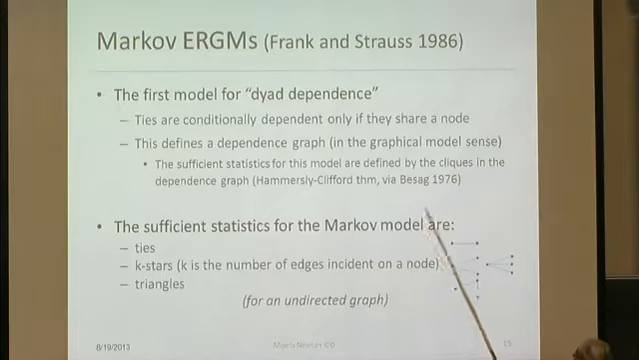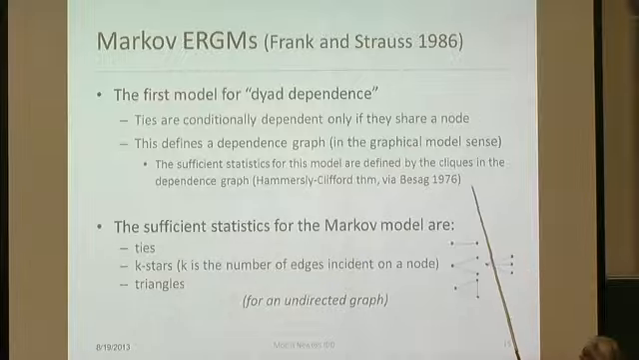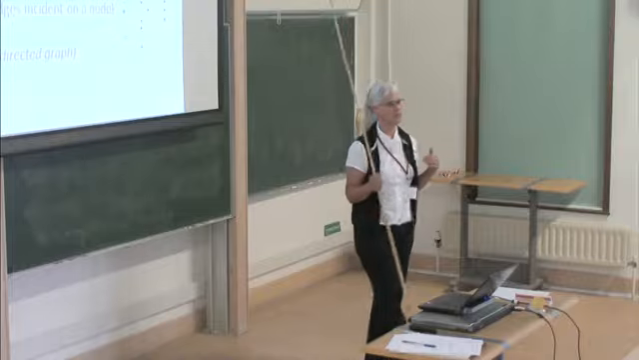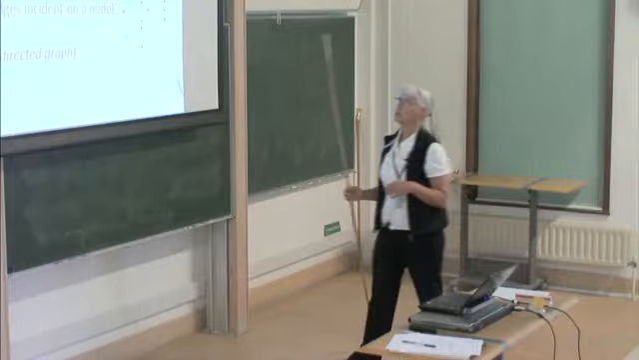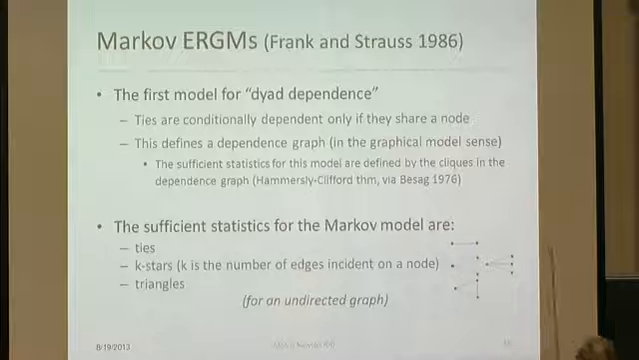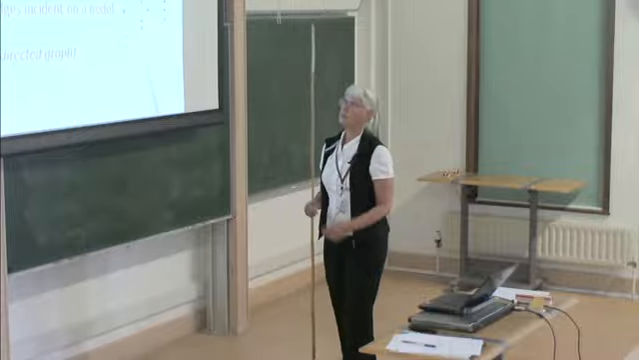And the sufficient statistics for this Markov model turn out to be, in the graphical model sense, defined by the cliques in the dependence graph. That comes from something called the Hammersley-Clifford theorem, which was first applied by Julian Besag. And that was where Frank and Strauss sort of got their start as well.